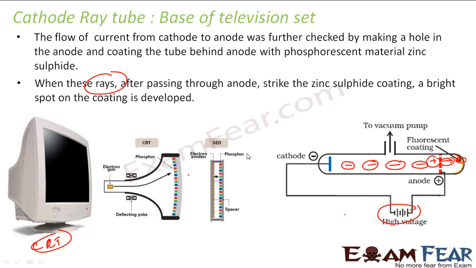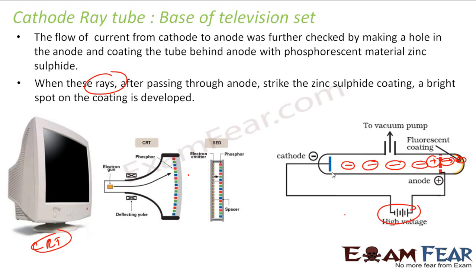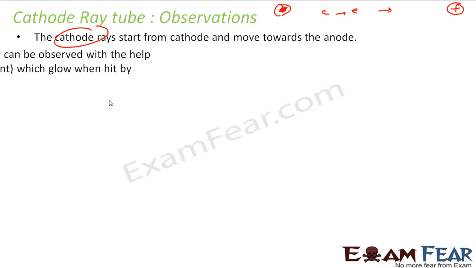When these rays, after passing through the anode, strike this zinc sulfide coating, a bright spot is developed. The observation was that the cathode rays start from the cathode and go to the anode. This was my cathode, this is my anode. So it started from the negative end toward the positive end, and the electrons keep moving. That was one.